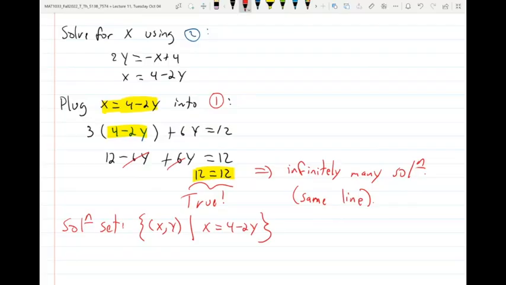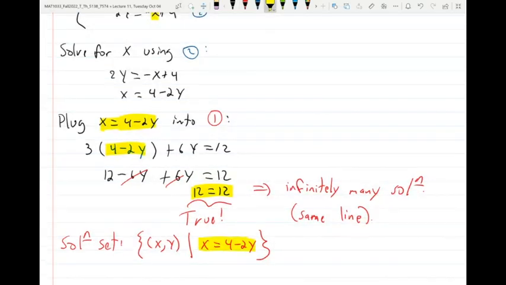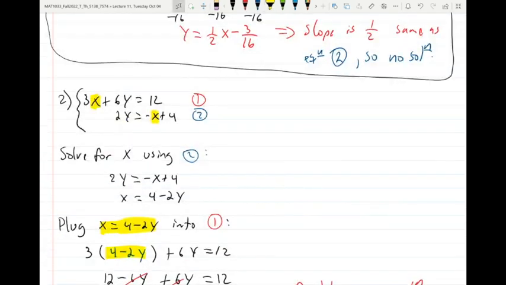So it's all points that satisfy this form, this equation, okay? So whatever y you give me, the first coordinate has to be 4 minus 2y. This is how you write it. Another alternative is that in this case, you can put any of the two equations that you have. Because as you can see, what I wrote down there is the same as equation number 2, okay? But then you could also write equation number 1.